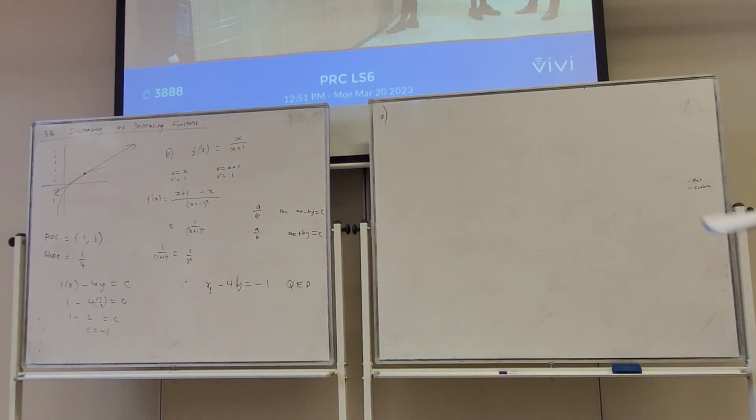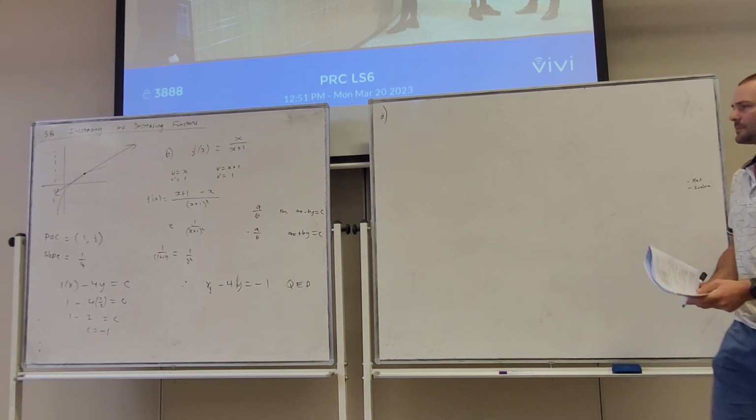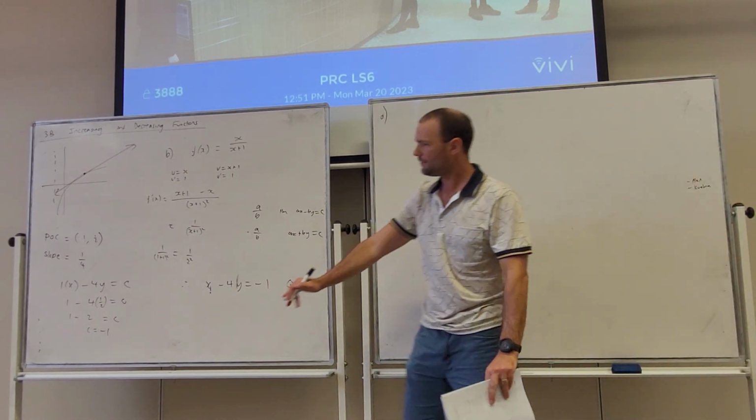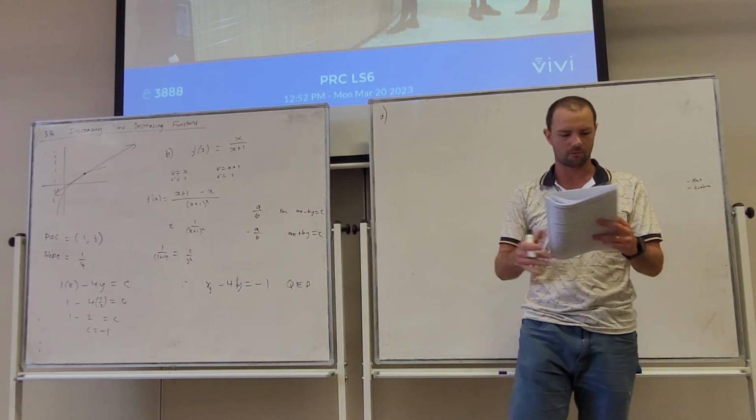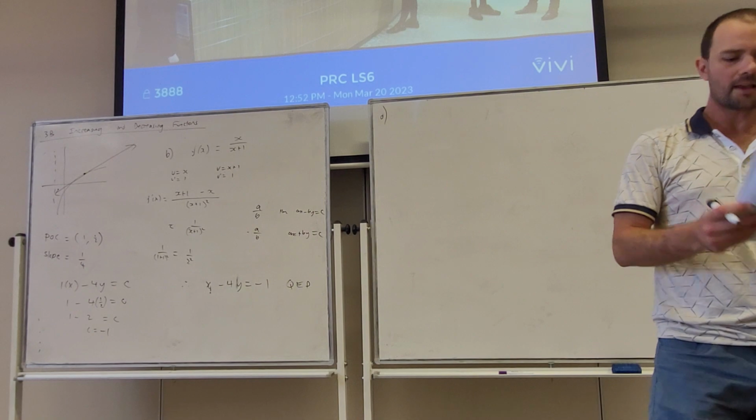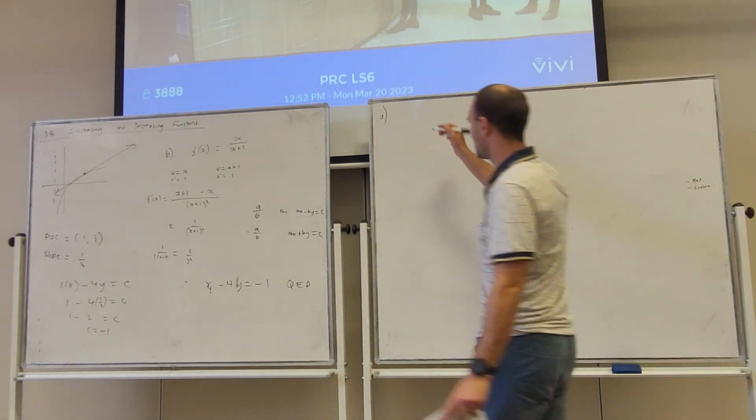Alright, now these questions are going to be set up in such a way, like a good test or exam, that even if you can't answer part B or part C, you can still answer part D, right? Part D says find the y-intercept of this tangent.